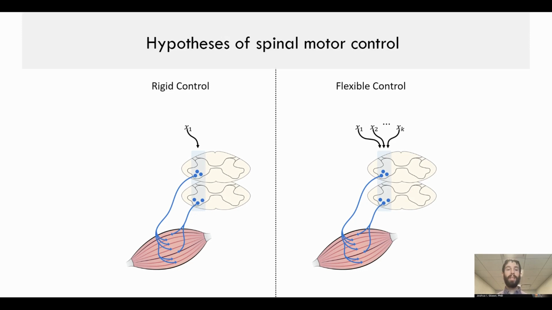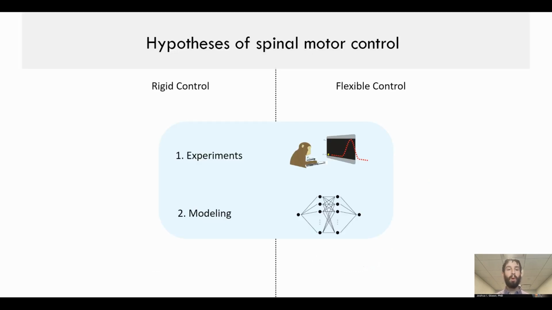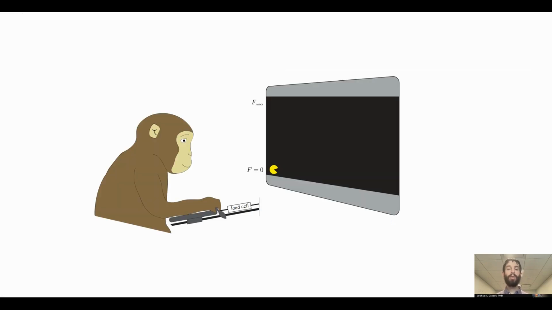So how are we going to differentiate between these hypotheses? We'll do it both through new experiments that my collaborators did, where the monkey creates a much wider range of force profiles than in classic experiments, and also through modeling, which is where I came in and which will be a focus of this talk. Let me first describe what these experiments look like.